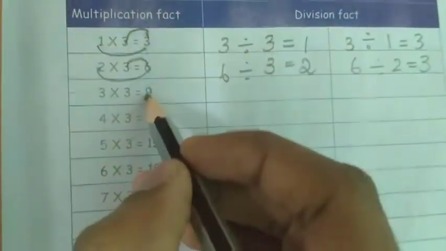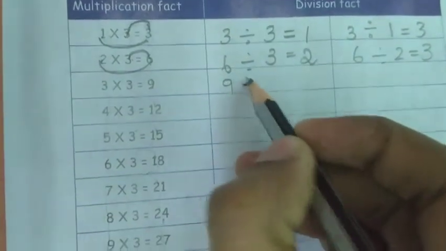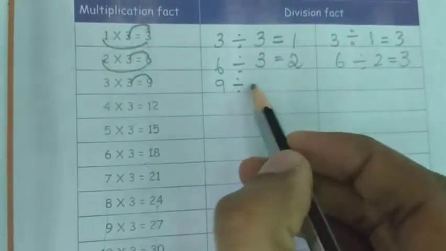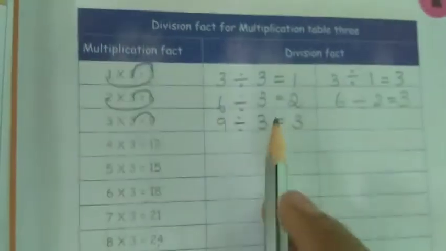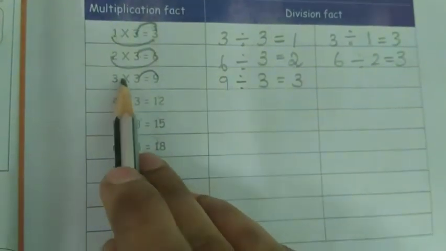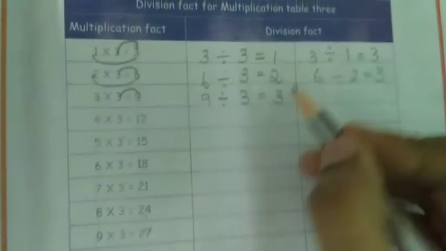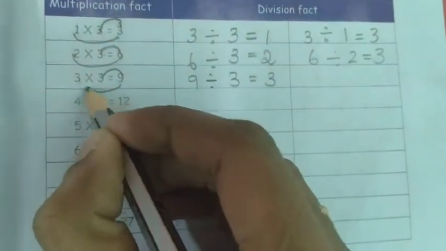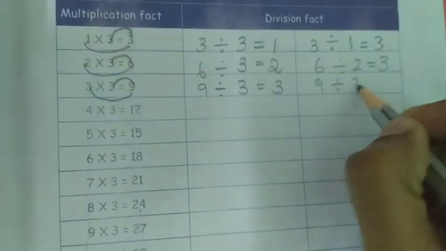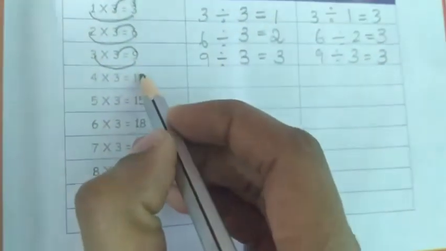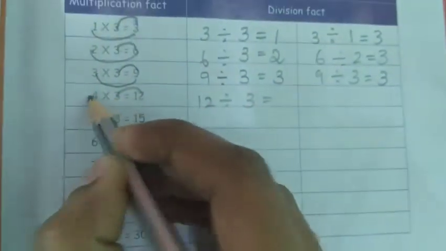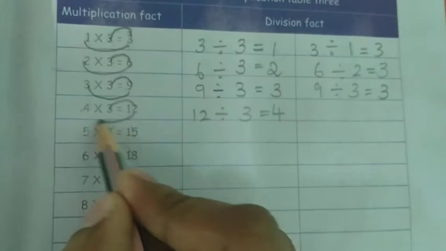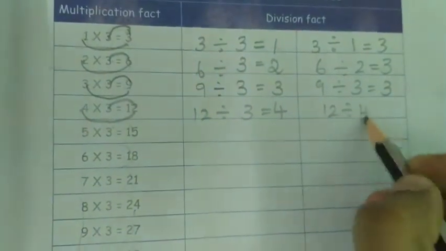Okay, now same like that. First write the product 9. Put the division symbol. 9 divided by 3 equal to, what is the next number? 3. Okay, because the multiplicand and the multiplier are the same number, the other division fact is also the same. Okay, 9 divided by 3 equal to 3. Next, same like that, 12 divided by 3 equal to the other number 4. Next 12 divided by 4 equal to 3. Same like that for all the lines.